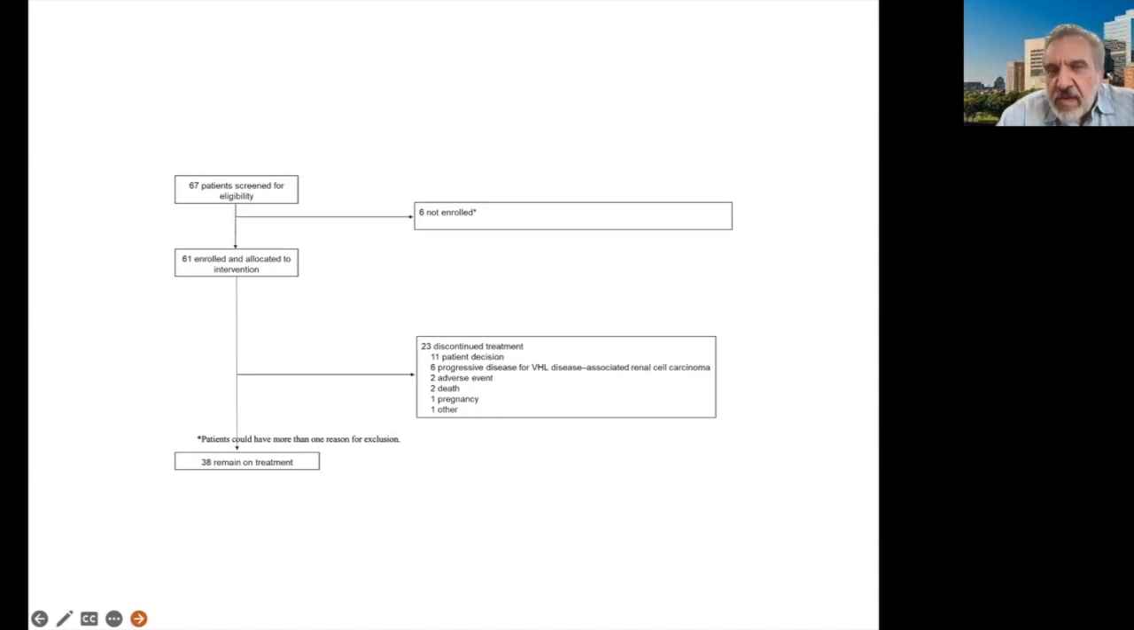6 had progression of disease, renal cell carcinoma disease, out of the 61, it's about 10% of the cases, and that's why they were removed from the study. 2 of them could not tolerate the adverse events, and I'll talk about the side effects of the medication. There were 2 deaths, none of which was related to the medication. One of them was an accidental overdose of another medication. Another one was a suicide. There was 1 pregnancy, and the drug is not compatible with pregnancy. The patient wanted to become pregnant, therefore discontinued the medication. So this is the reason that the patients left the medication.